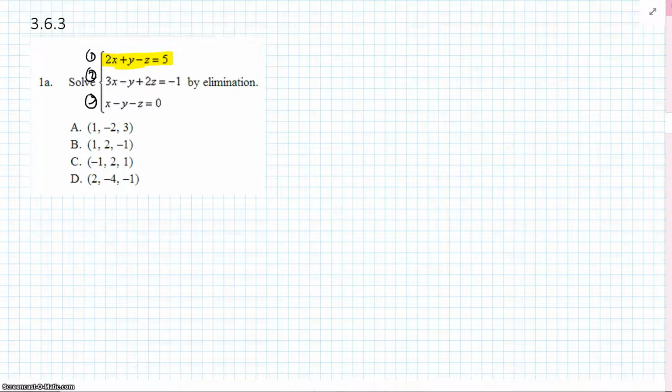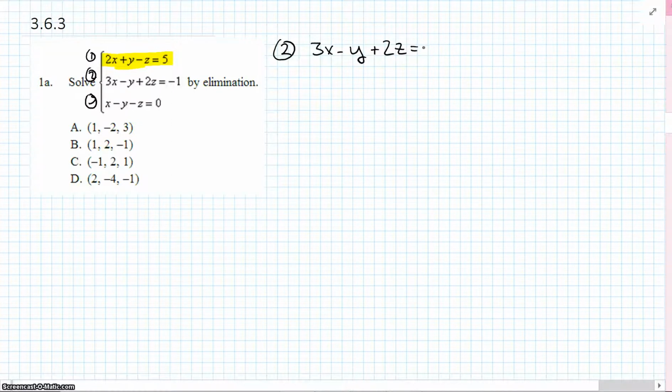All right, next problem. Solve by elimination. I went ahead and pre-numbered the 3 equations. What do we notice? We notice the y's are opposites. So we'll end up using equation 1 twice. So let's write down equation 2: 3x minus y plus 2z equals negative 1. On the other side, we'll write equation 3: x minus y minus z equals 0.